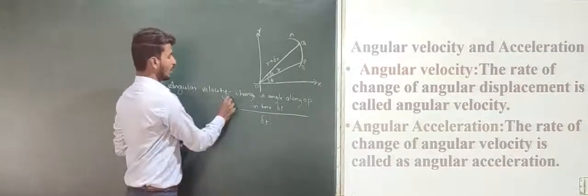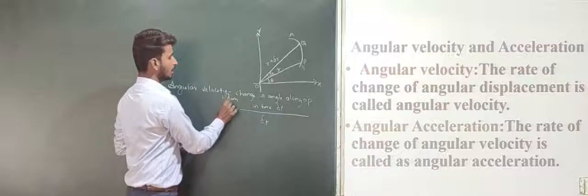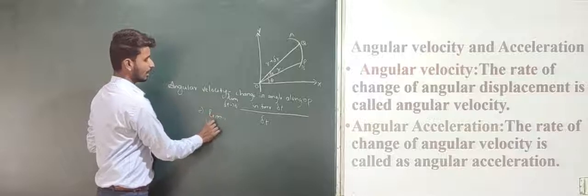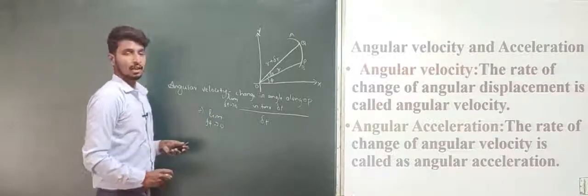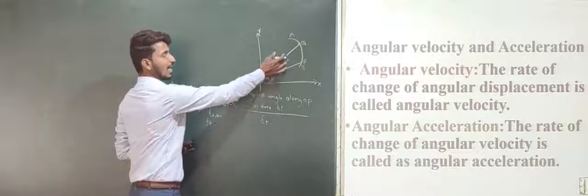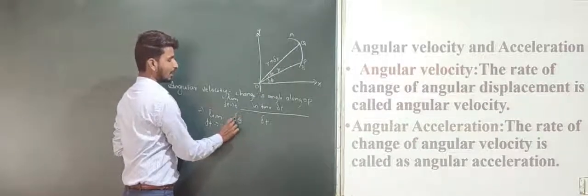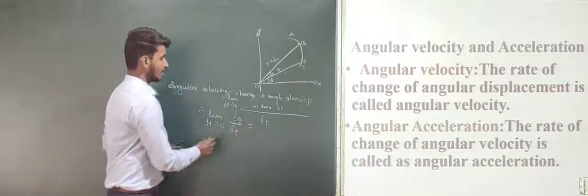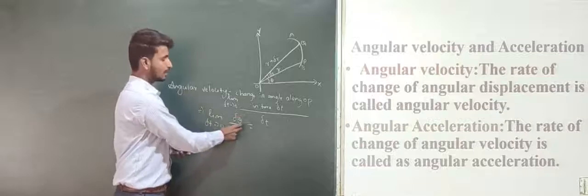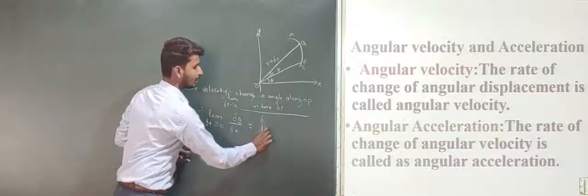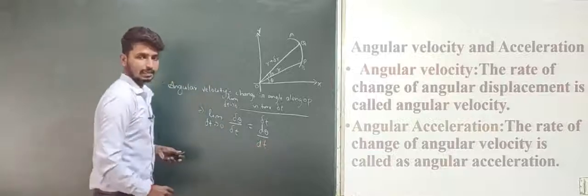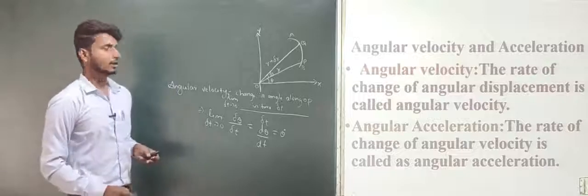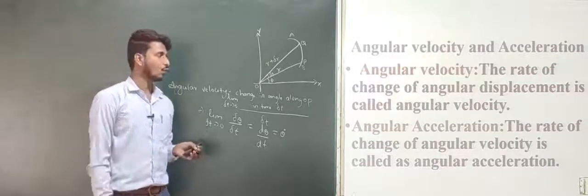Delta t means you can apply here limit delta t tends to 0. The small change in the angle along OP will be delta theta divided by delta t. Further it can be written as limit delta t tends to 0, delta theta divided by delta t, which is d theta divided by dt, which can also be written as theta dot. This is the angular velocity.